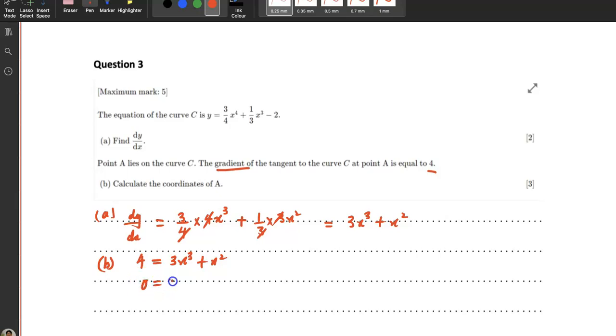Or you can also solve it in polynomial mode. Remember, you put a cubic, 3.